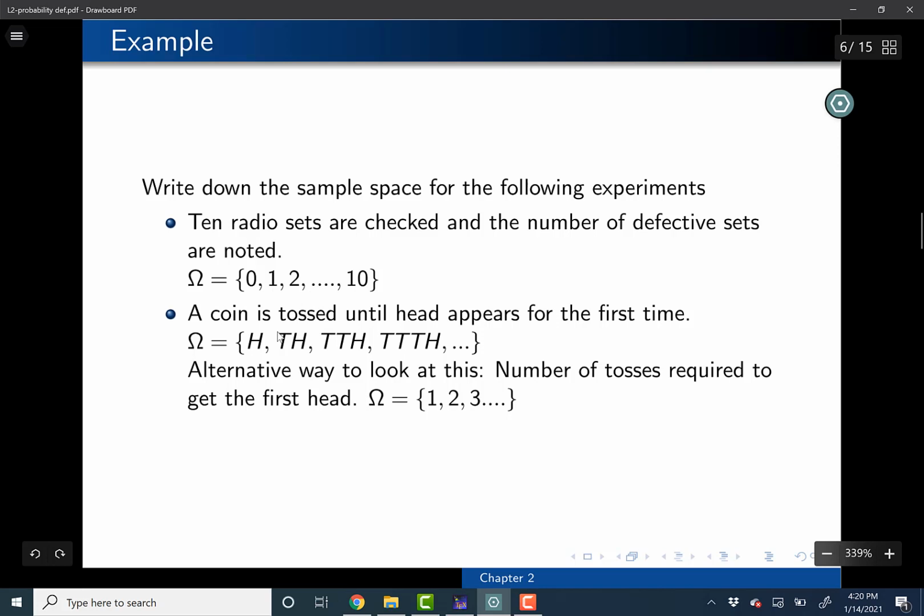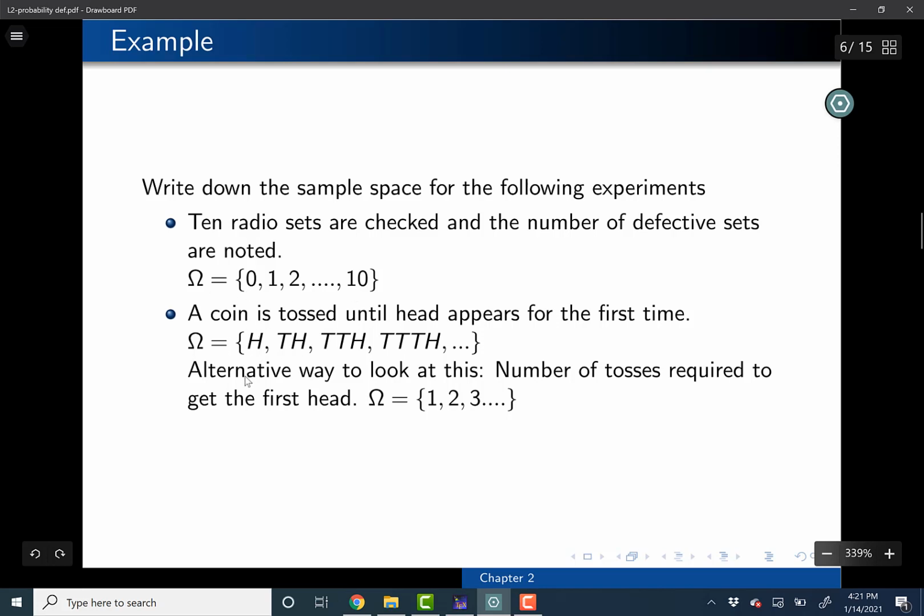In the second one, you keep tossing a coin until the head appears. So you toss a coin, if the head appears right away, that's H. It's possible that you first toss a tail, and on the second toss you get head, so that's TH. Or the first two tosses result in tails followed by head. So these are all of the possibilities, and omega contains all of these points. Note that there are infinitely many points here, because it's possible that you get a larger number of tails, like tail, tail, tail, tail followed by head. So omega has countably infinitely many points, and the omega for the radio sets has 10 points.